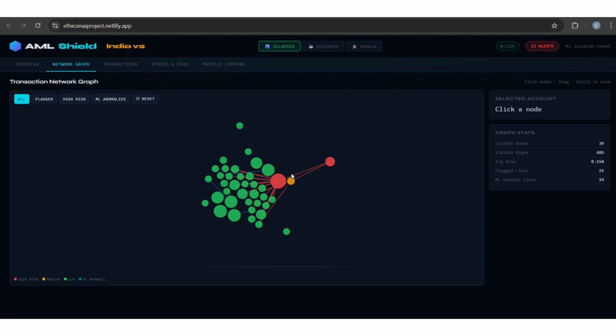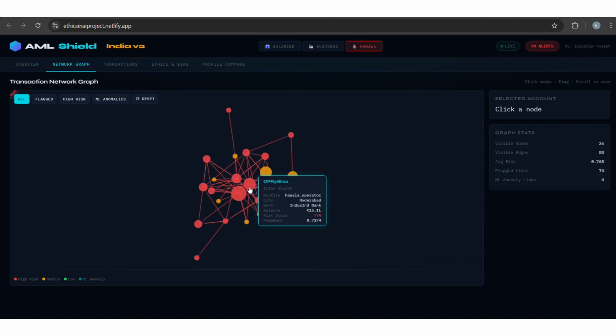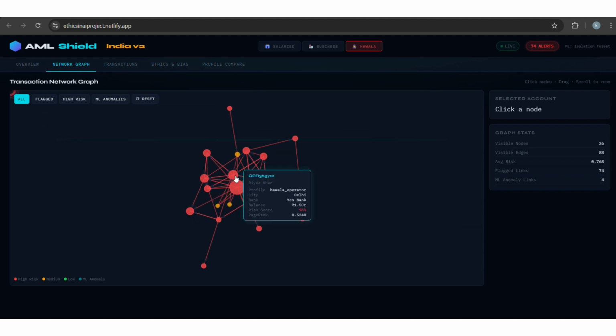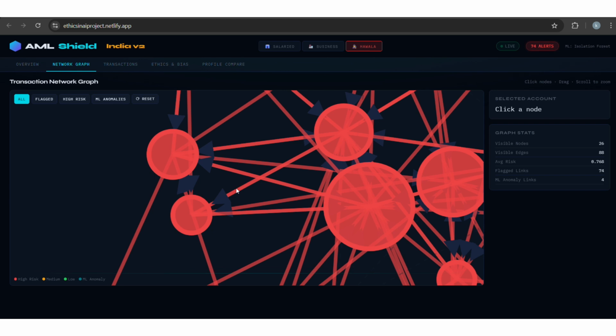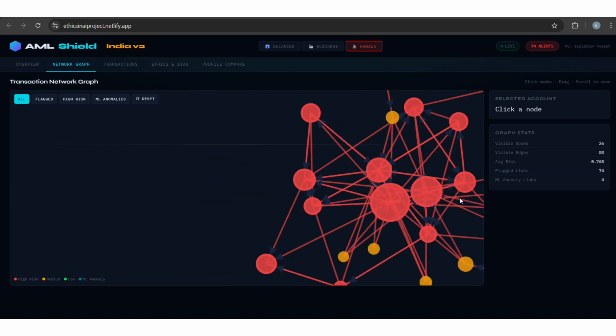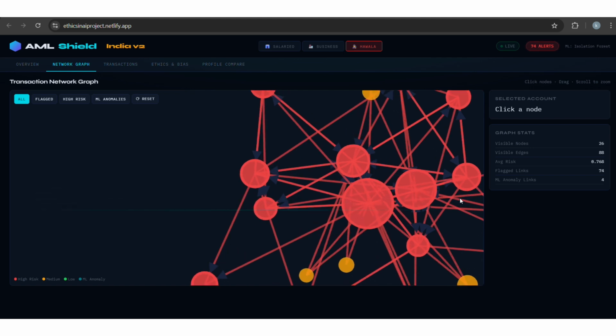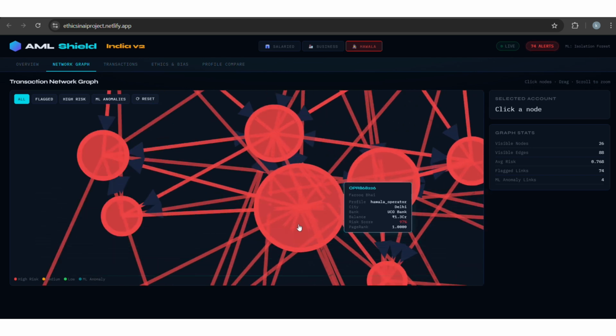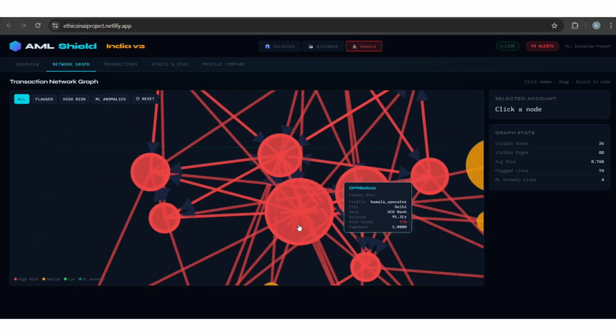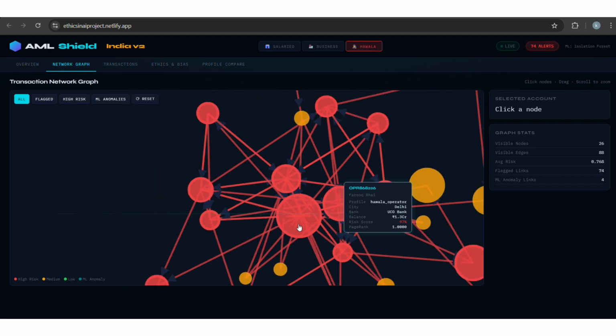In the Hawala network, the structure is immediately visible. The front businesses appear on the periphery. Hawala operators cluster at the center with high connectivity, and other accounts appear at the terminal edges of the money flow.